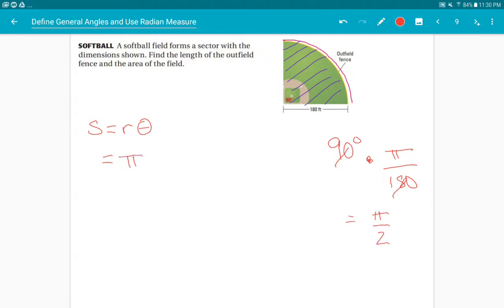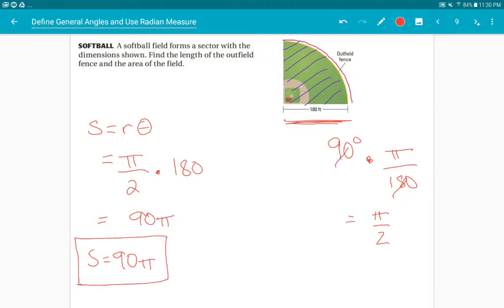So it's going to be pi over 2 as my angle times the radius, which is 180. So this is actually going to be equal to 90 pi. Okay, and then whatever that comes out to in the calculator is going to be the result of your problem. You could just plug that into a calculator to get the more accurate result. And that's going to be the length of the outfield fence for this softball field.